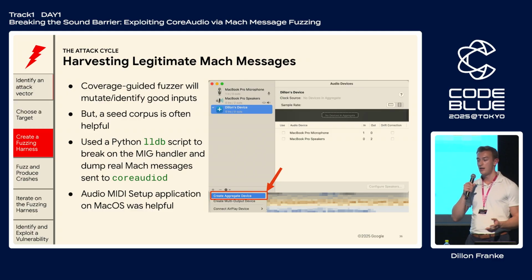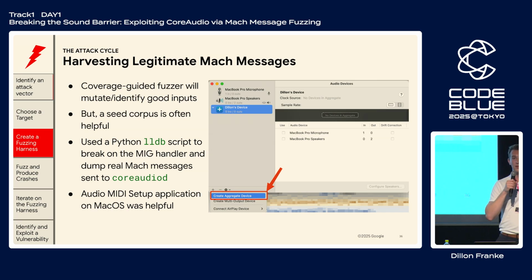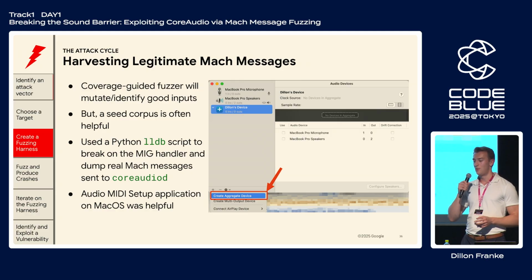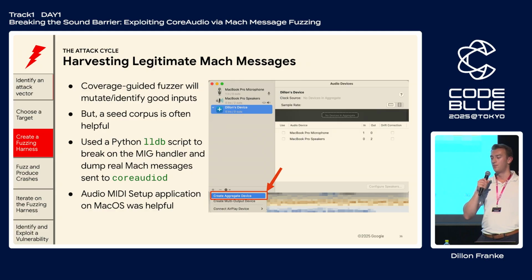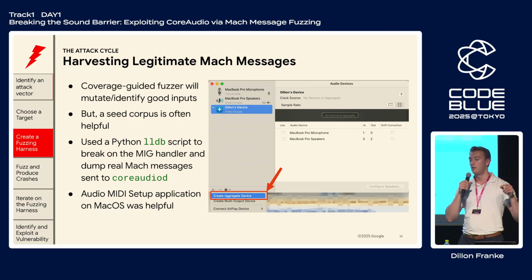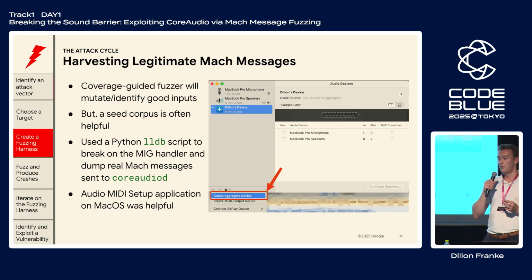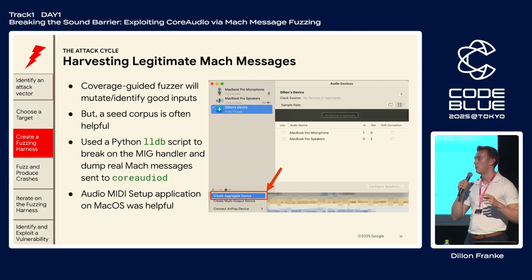To do this, I created a quick and easy LLDB script that would break on that MIG handler that we had identified and dump the real Mach messages that were being sent on the system to CoreAudioD. The Audio MIDI Setup tool on macOS was actually really helpful for this because you can create different audio devices and mess with settings on them. So this was really helpful for generating that legitimate traffic and capturing it with my script.